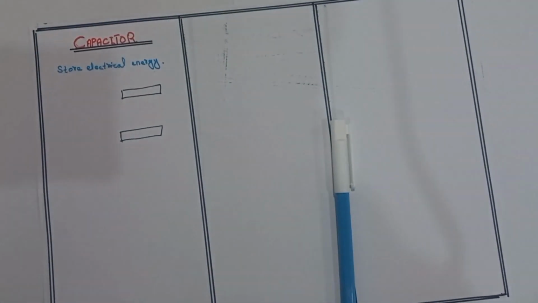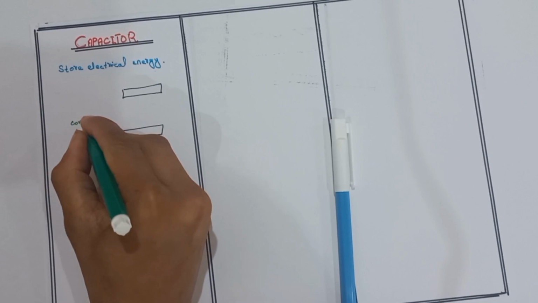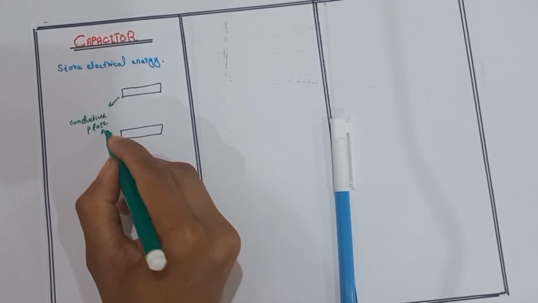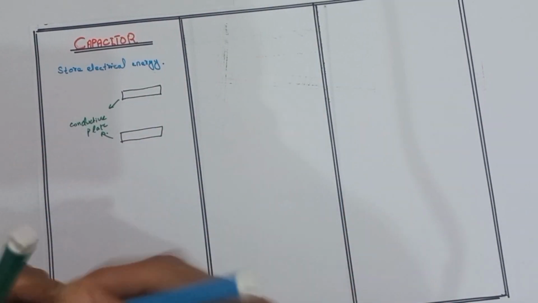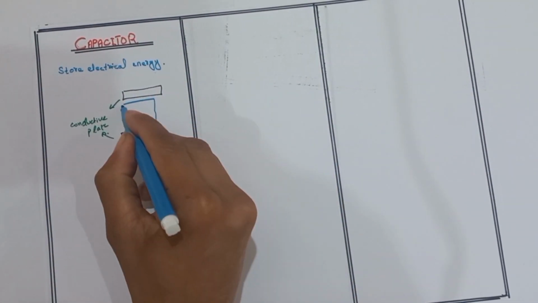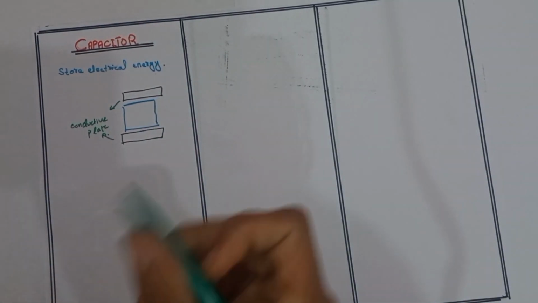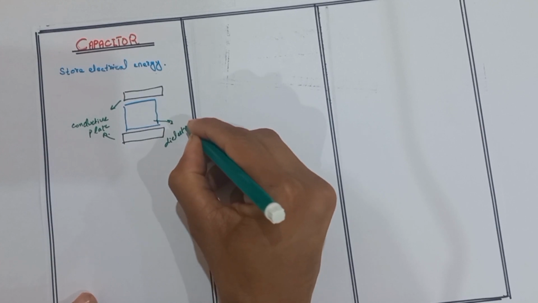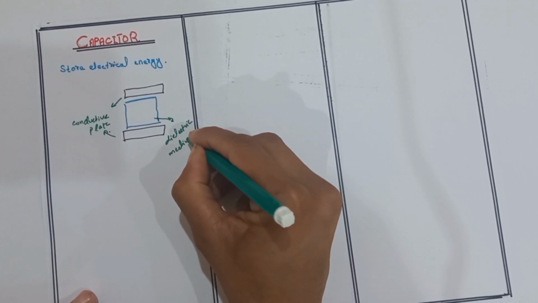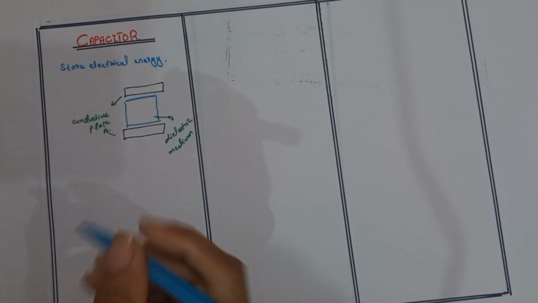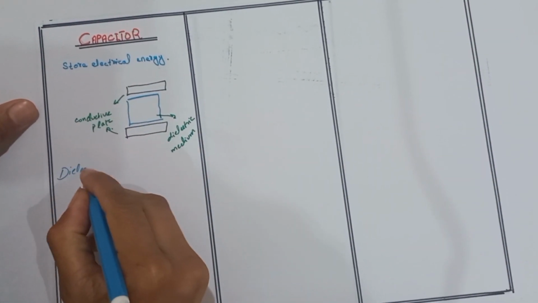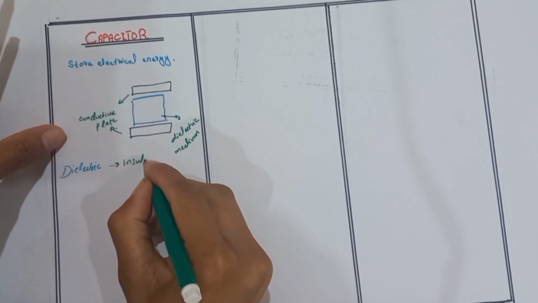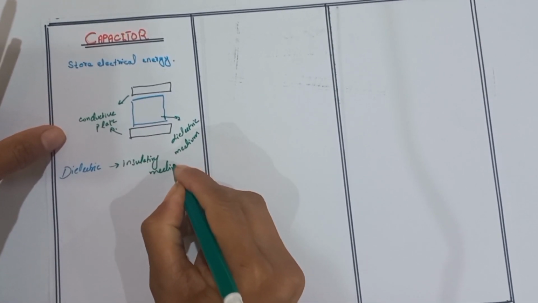These are conductive plates which are separated by the dielectric medium. This dielectric medium between these conducting plates is an insulating medium.